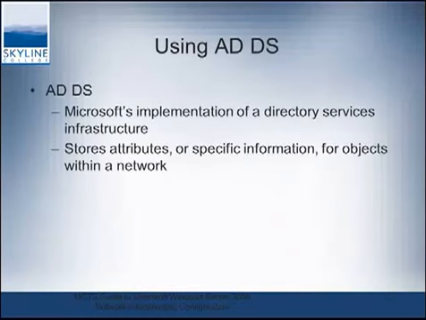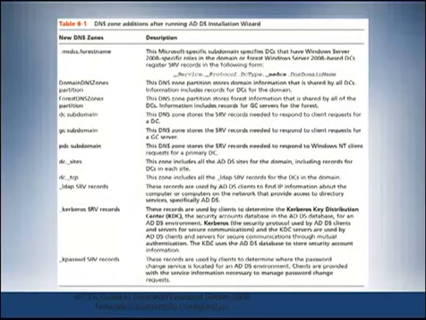The Active Directory Domain Services. I don't want to say Active Directory Services because they kind of changed the name a little bit from directory services to domain services. The implementation of the directory services infrastructure stores the attributes or specific information for objects within a network. What's the IP address? What are the attributes of it? Those things are in Active Directory. It works in conjunction with DNS in order to find those resources, because Active Directory uses names, but the only way we can actually get anywhere is to use an IP address.